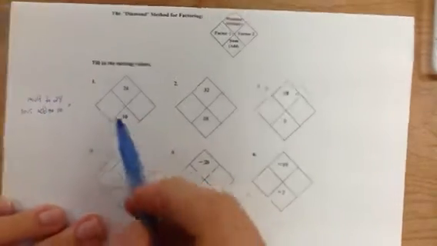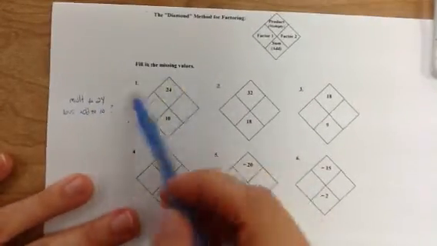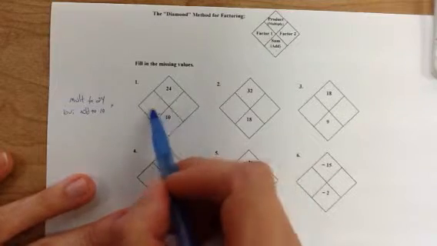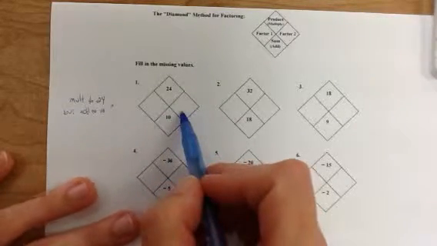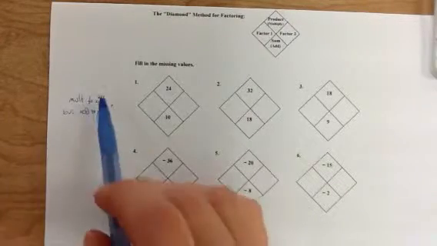That's the question that this diamond is asking you. Multiply to 24 but add to 10. So this is a diamond that asks you that question, and you need to find the two numbers and put them here. Okay? So I need to figure out which two numbers multiply to 24 but add to 10.